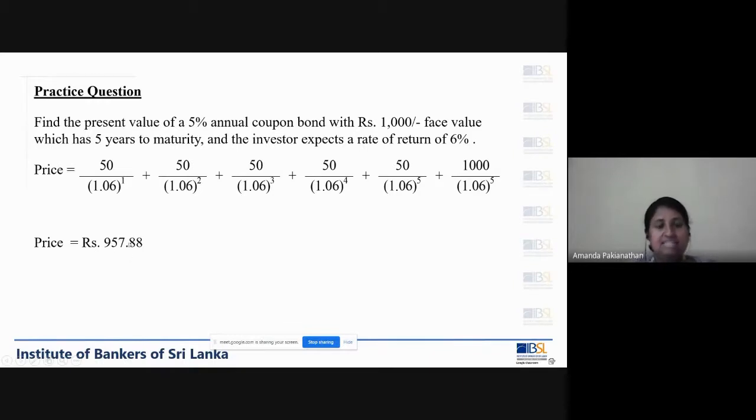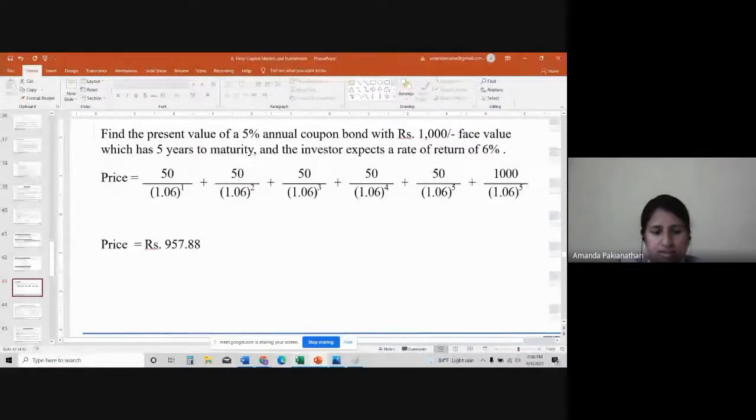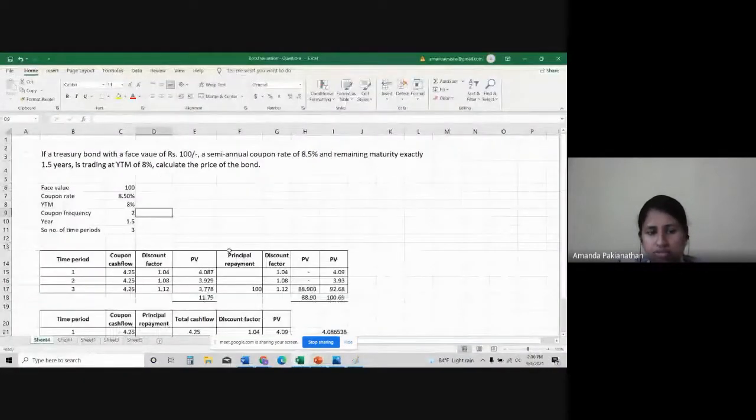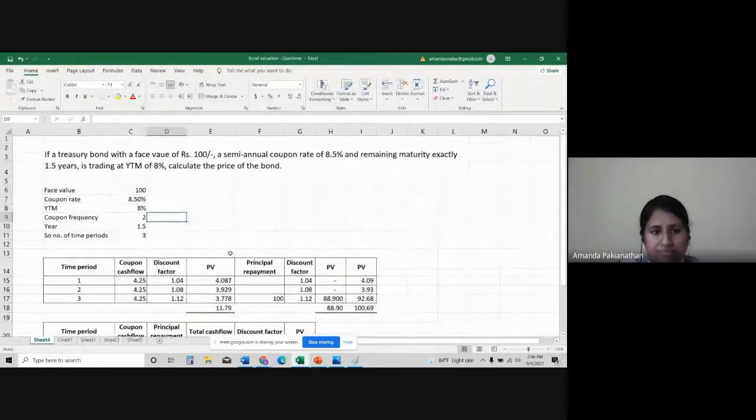When I add all this, I will get the value of the bond as 957.88. This is the real value of the bond, or the bond is actually worth only this much. Why? The real value of all the cash flows that you are going to get is only this particular amount. Okay, I hope you understood. Let me go through another calculation also with you, because it's a tricky area.